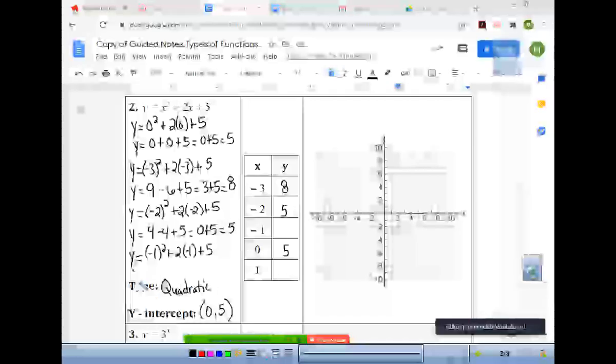-1 squared is 1. 2 times -1 is -2. 1 minus 2 is -1. -1 plus 5 is 4.